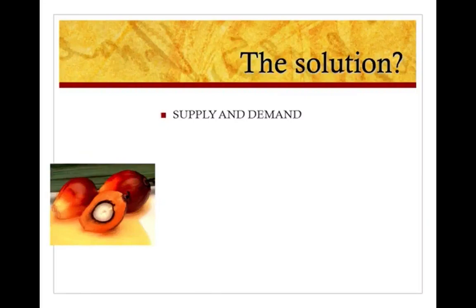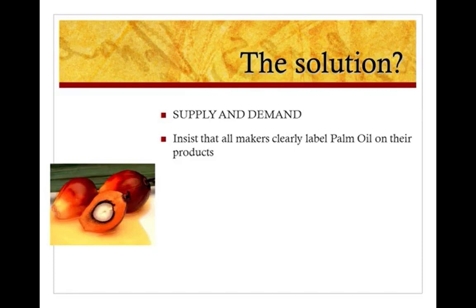So the solutions, what are they? Clearly, they're going to be tied to supply and demand. The organization suggests that we need to insist that all makers clearly label palm oil on their products. So if you use palm oil in your candy, in your cookies, in your shampoo, you should be required to indicate whether or not it uses palm oil. That we should pressure manufacturers to source only sustainable palm oil.